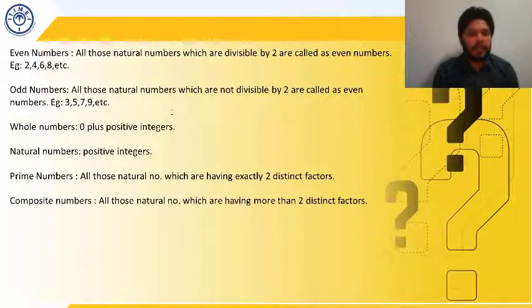Next that comes to your mind is composite numbers. So what are composite numbers? All those natural numbers which have more than two distinct factors are called composite numbers. Example, just give me an example.